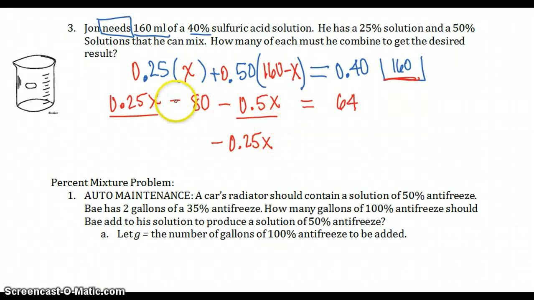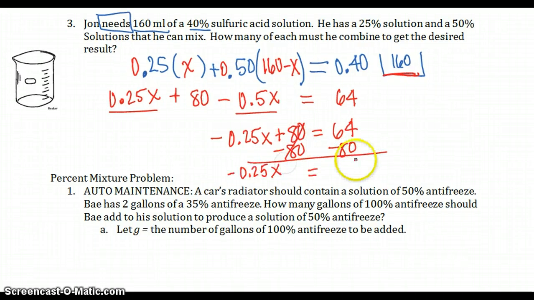Okay, now my screen didn't keep that. It was a positive 80, so I almost made a mistake right there. So it's plus 80 equals 64. So now I'm ready to subtract 80 from both sides. Okay, so 64 minus 80 gives me a negative 16. Divide by negative 0.25. Negative divided by negative is going to make positive, and x turns out to be a positive 64. So now what did I just find, or what was I even looking for?